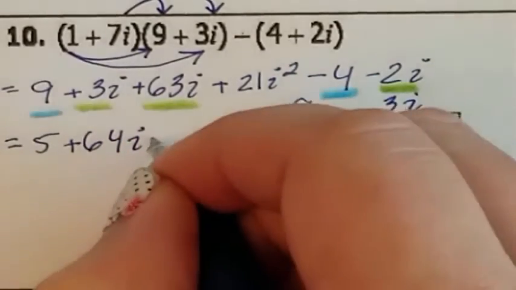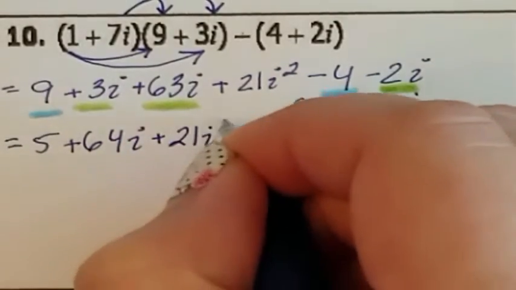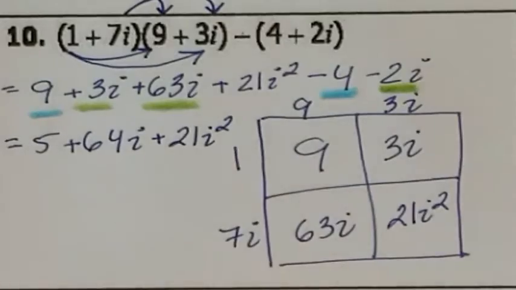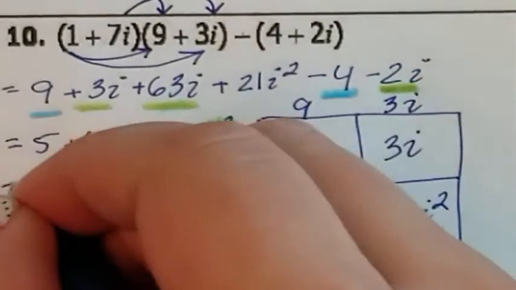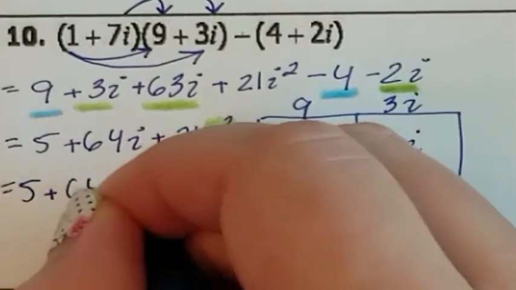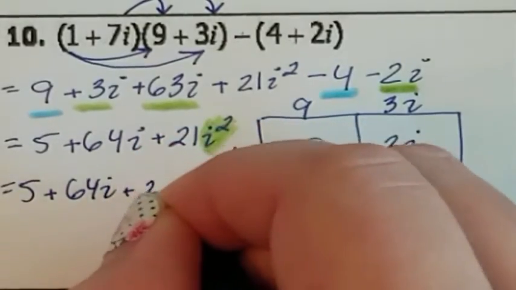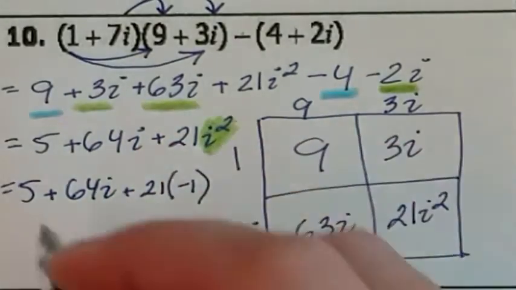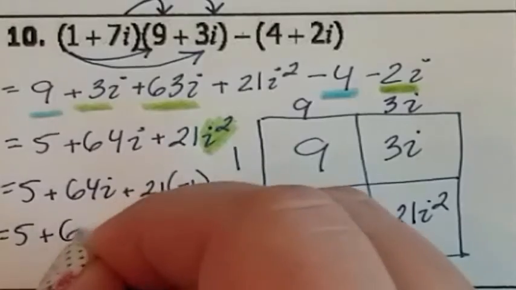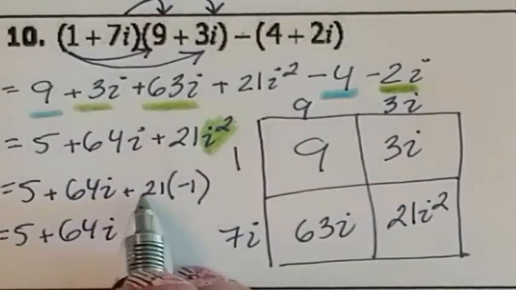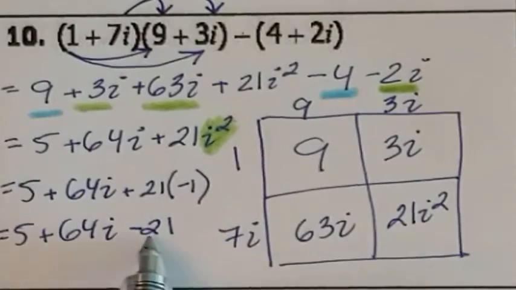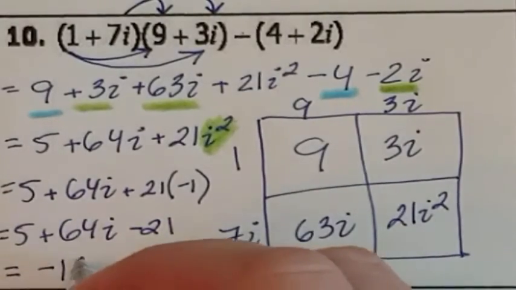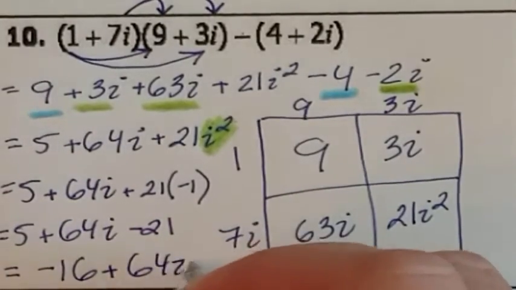Now I need to deal with the plus 21i squared. i squared, we know, simplifies down to negative 1. So this is 5 plus 64i plus 21 times that negative 1. 21 times a negative 1 is a minus 21. Real goes with real, so I end up having a negative 16 plus 64i.